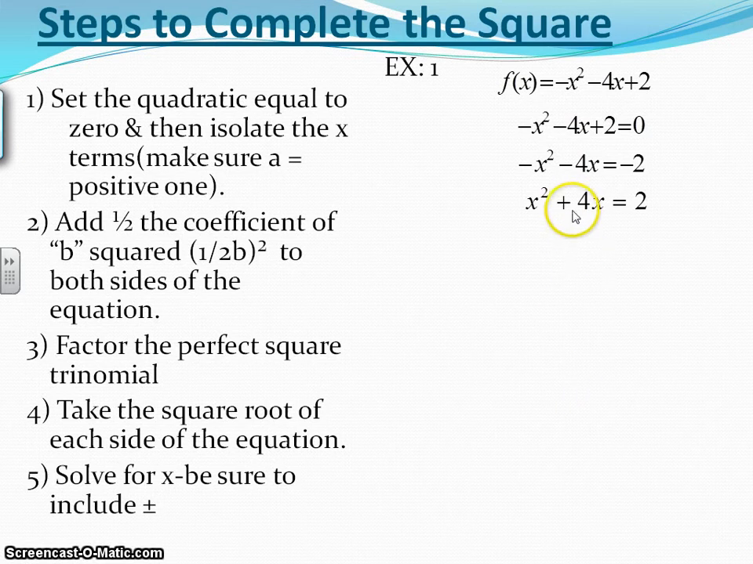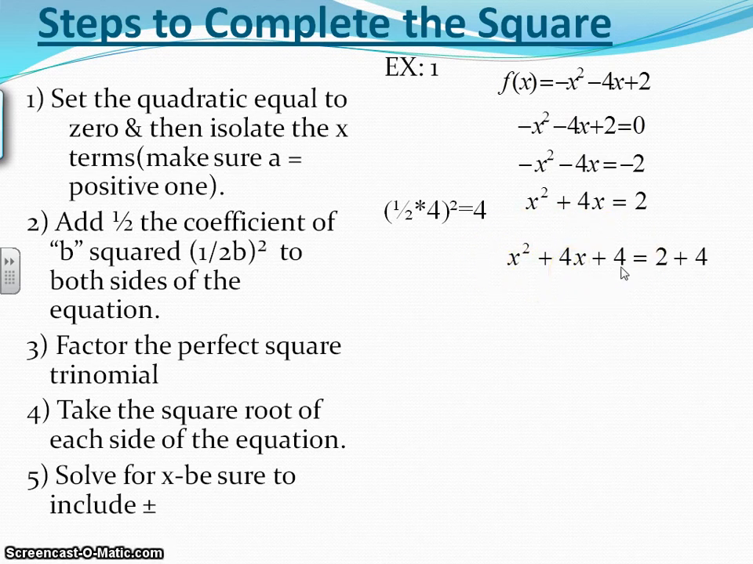Step 2, we take the b value, the coefficient of b, which is 4, and we divide it by 2, quantity squared. So 4 divided by 2, or half of 4 is 2, and 2 squared equals 4. We add that to each side of the quadratic. We have now created a perfect square trinomial which can be factored.